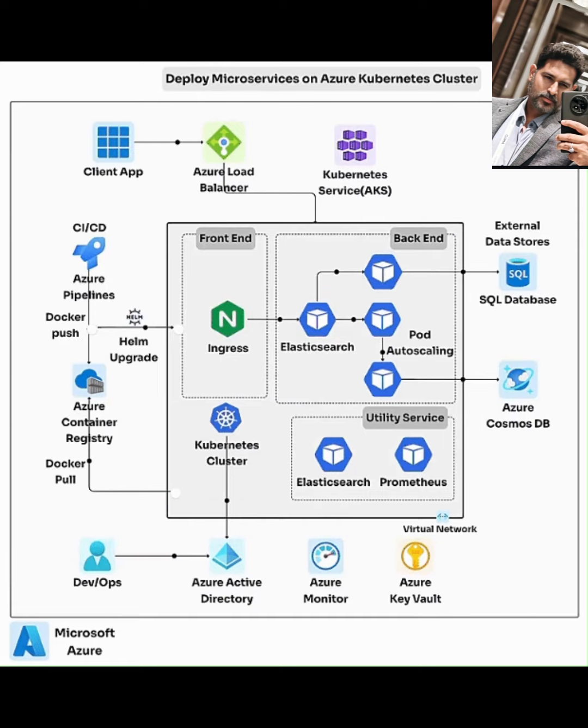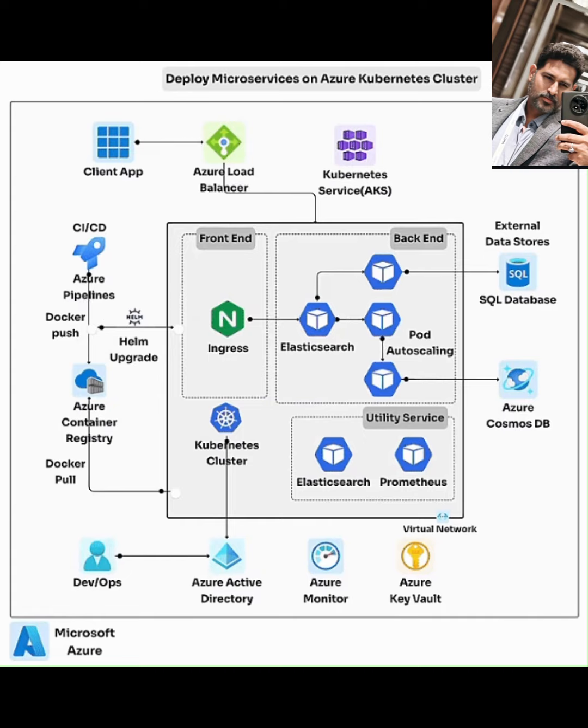That's handled by the CI/CD pipeline shown on the left. It starts with dev/ops engineers like me or you writing code. We use Azure Pipelines, a CI/CD service, to automate the process. This pipeline builds our code into Docker container images. These images are then pushed to a central storage called the Azure Container Registry. The Kubernetes cluster, AKS, can then pull these updated Docker images using tools like Helm for upgrading deployments or simply via Docker pull. So, the CI/CD pipeline is how our updated code gets delivered to the cluster in a consistent way.